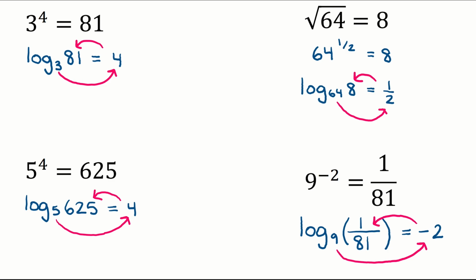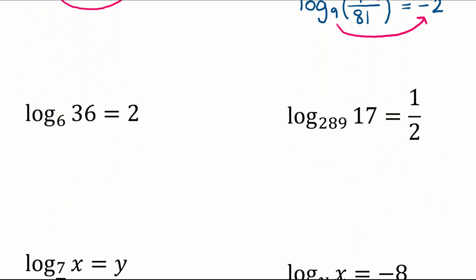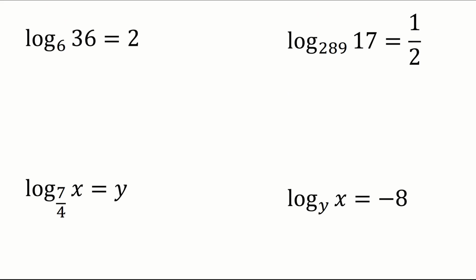So what happens if we're going the other way? What happens if we're converting log to exponential? And we can see that in these examples. Remember, the first step is finding your base, so that would be 6. Raised to the power of 2 is equal to 36. That's all this one is saying. So 6 to the power of 2 equals 36.